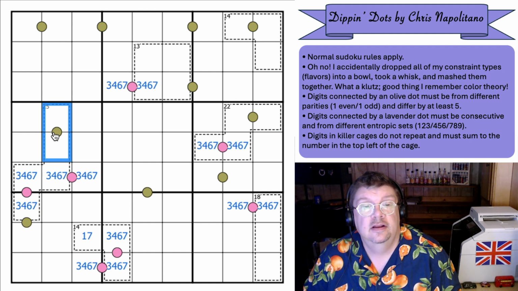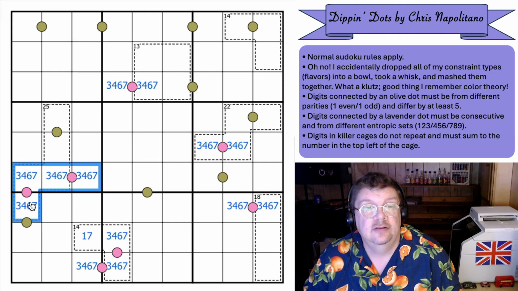olive dot, I need a high digit and a low digit that are opposite parities. Now, because of this cage, both of those cells see all 4 of these. Right. Because I can't repeat within the cage, this can't be the same as this digit because these are opposite kinds of pink dots. Because if that's a 3, 4, that prevents that from being a 3, 4, making it a 6 or a 7, and that makes that a 6 or a 7. So that is a definite 3, 4, 6, 7 quadruple.